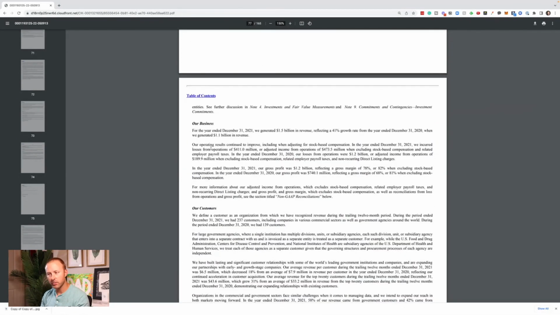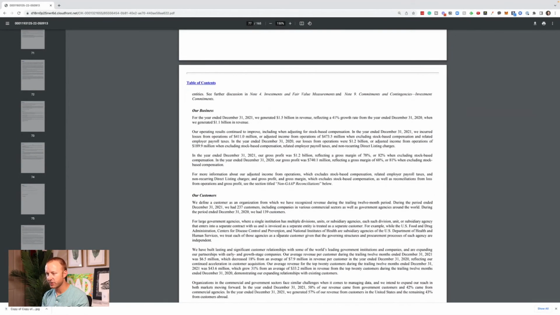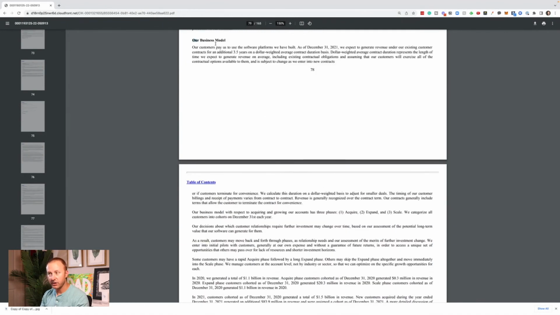You can dig in a little bit more to the business, their customers, and start to understand how many customers they have and where that revenue is concentrated. And here's a big thing that people often don't look into to understand about the companies that they own: the business model. They lay it out right here. The customers pay to use the software platforms they have built. On December 31st, 2021, we expect to generate revenue under our existing customer contracts for an additional 3.5 years on a dollar-weighted average contract duration basis. That means on average, they have 3.5-year contracts.